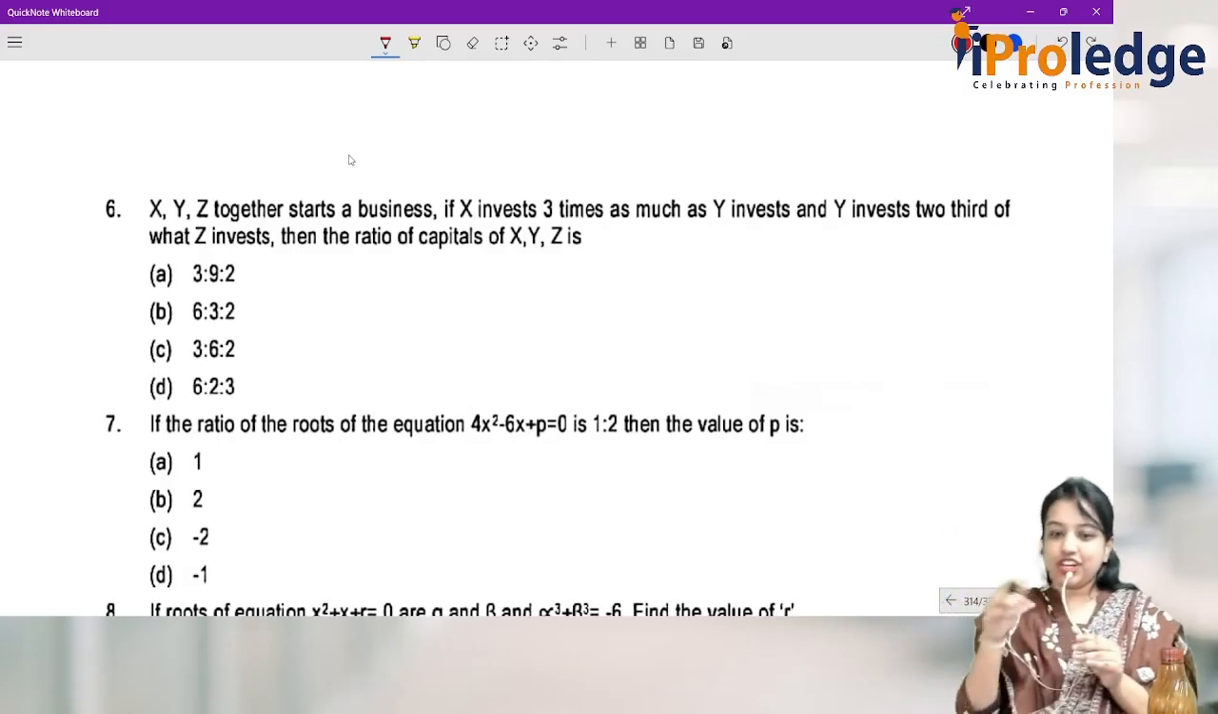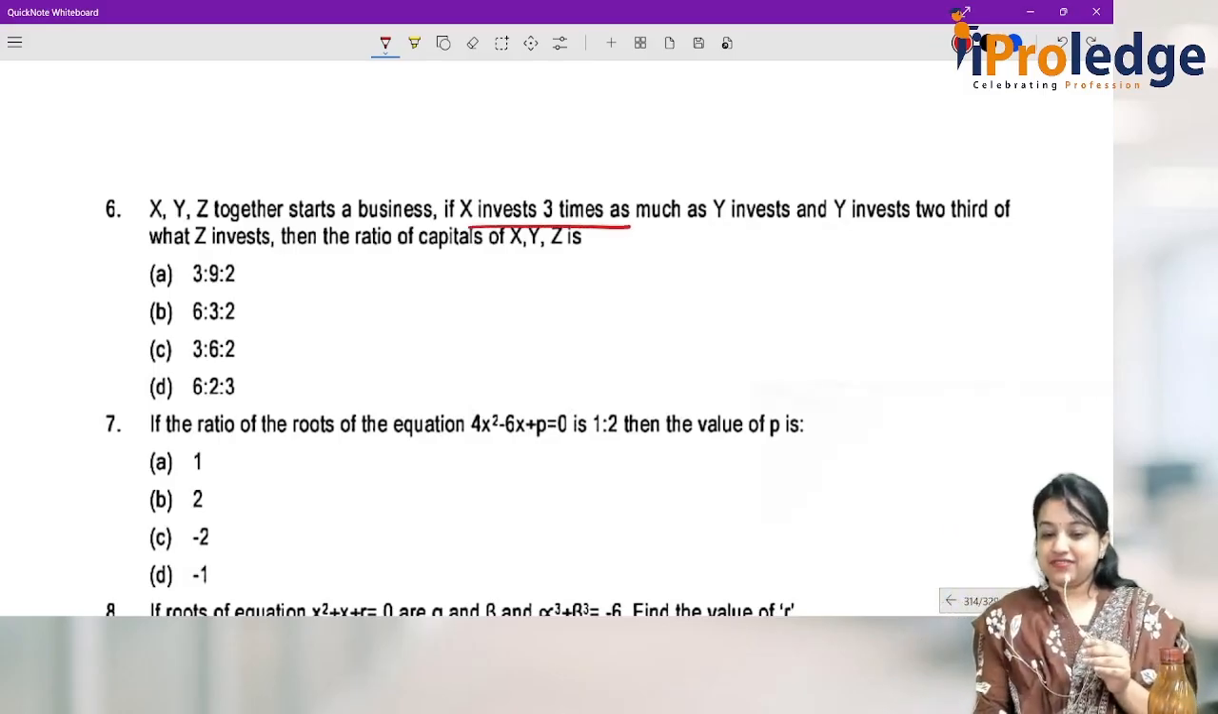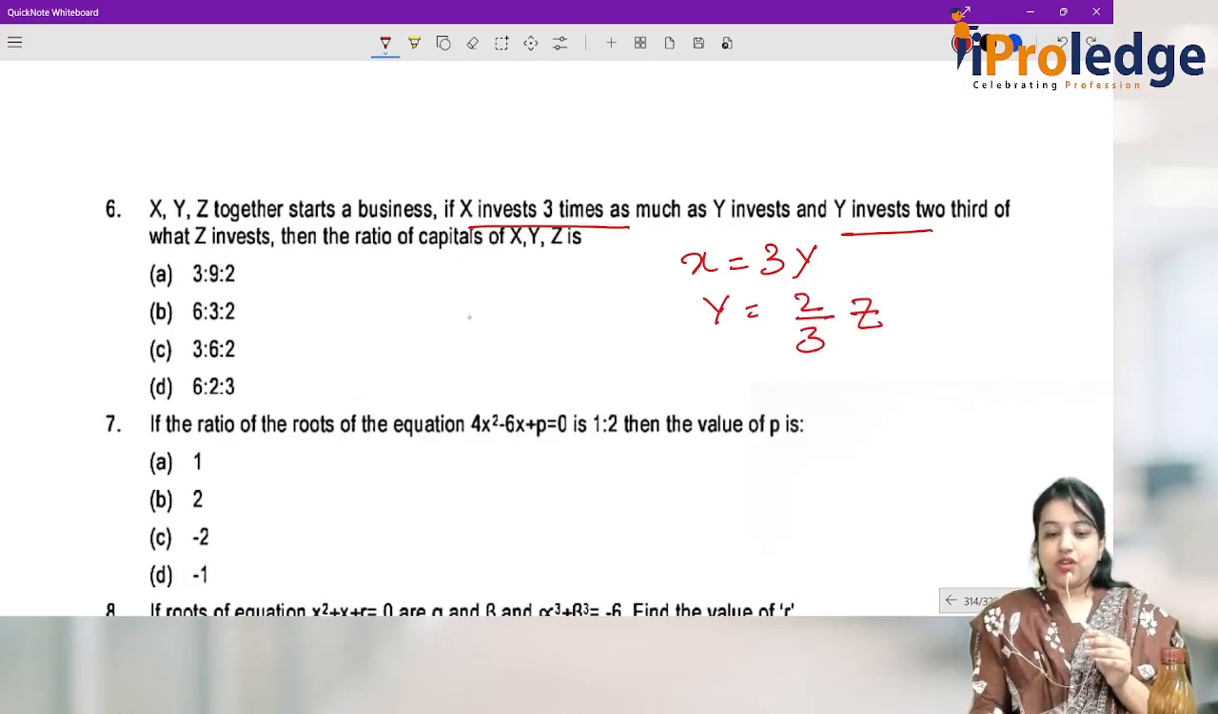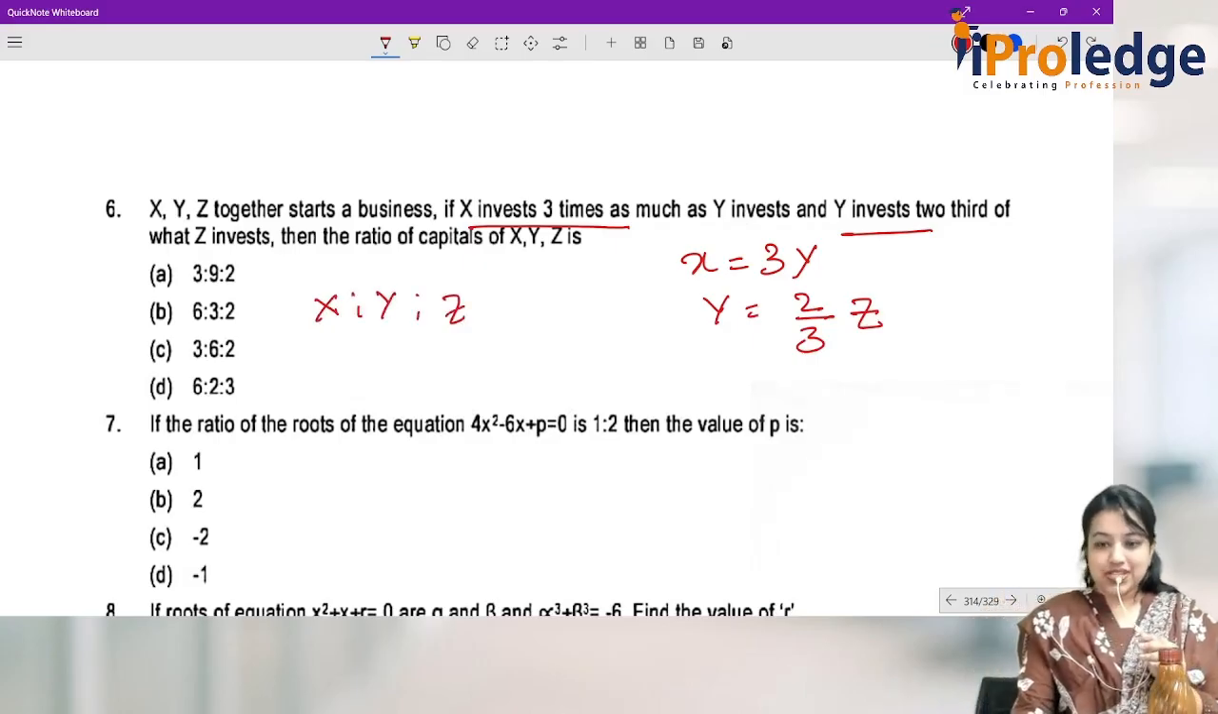The equation given is x equal to 3y. x is 3 times y, so x equal to 3y. Next, y equal to 2 by 3 of z. You have to find x is to y is to z.